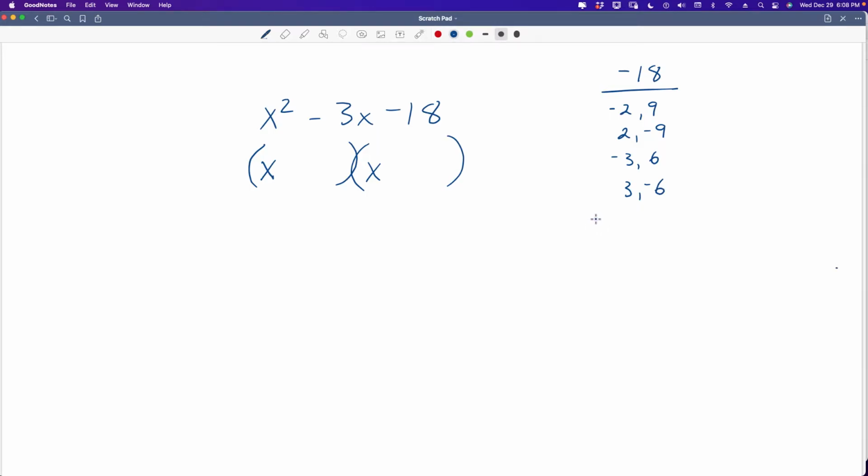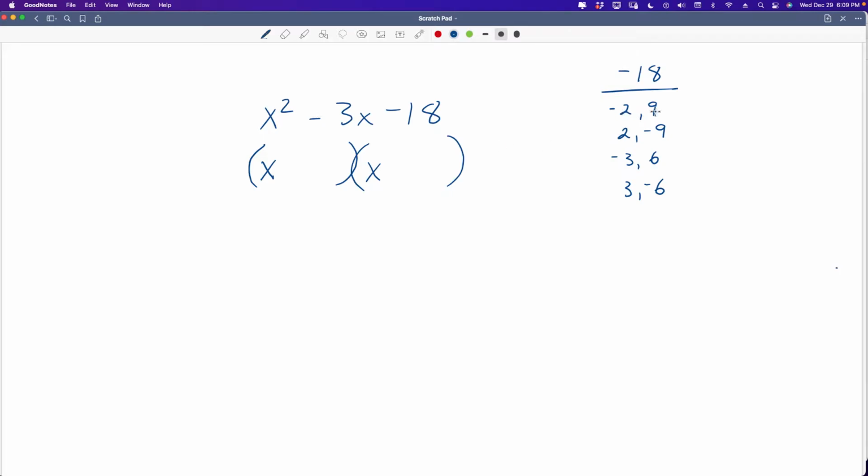Now, the way we decide which pair of factors we're going to use is by looking at our middle term. So what's going to happen is the term that we place here is going to be multiplied by this x, so it's going to be an x to the one term. And the term that we place here is going to be multiplied by this x, so it's going to be an x to the one term. And then those two terms are going to get combined together. So what we need to do is find the factors here that when combined give us this result.